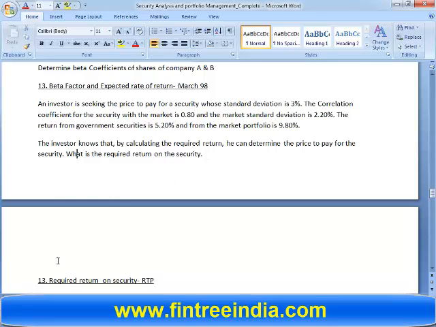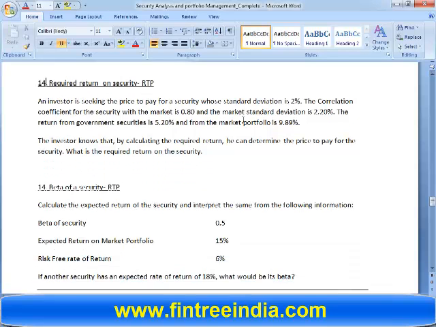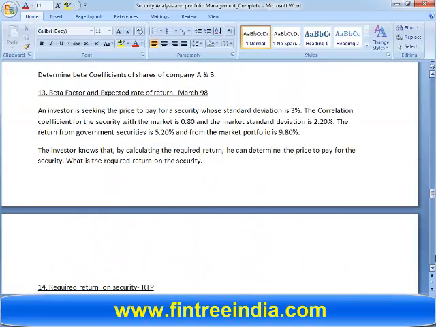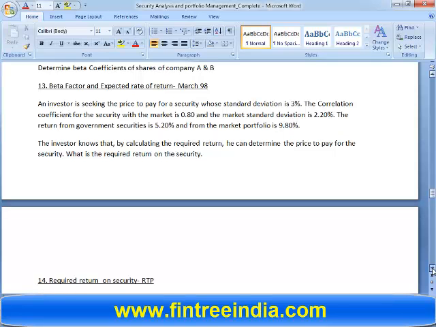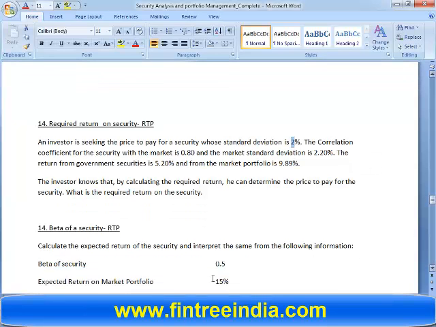Question number 14. Required return on the security. So let's start. An investor is seeking the price to pay for a security whose standard deviation is 2%. Correlation is 0.8. Market standard deviation is 2.2. Government security 5.2. This is 9.89. What changes? I think the only variable that is changed is the standard deviation, which has been made 2. Okay, great. So will you be able to solve this? So 14 is your home assignment.